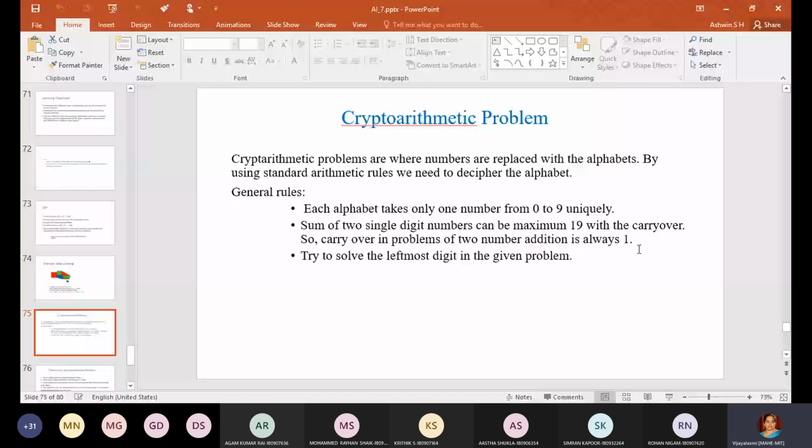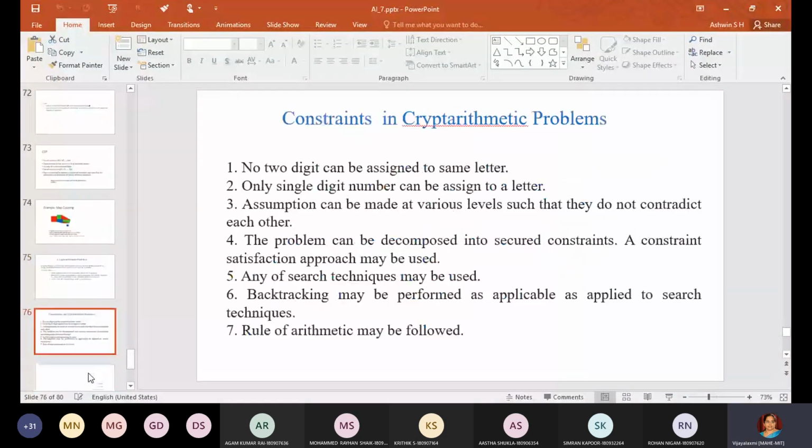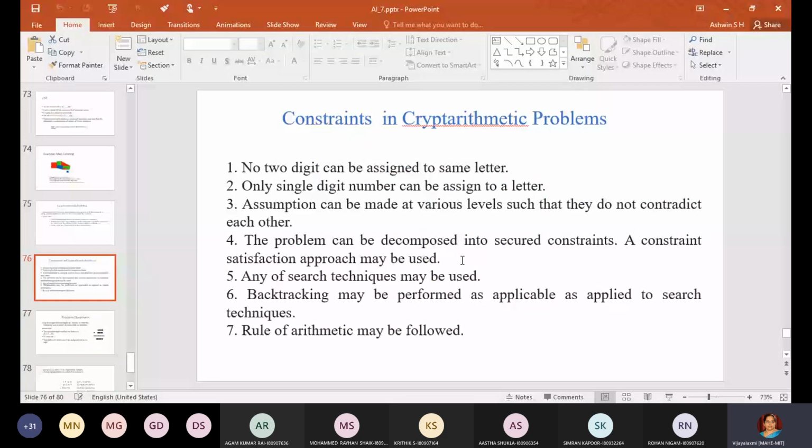You always try to solve the leftmost digit in the given problem. I'll take one example and do it, then it will be clear. I have listed some general rules for when you solve a cryptarithmetic problem. As I have told, no two digits can be assigned to the same letter. Only a single digit number can be assigned to a letter.